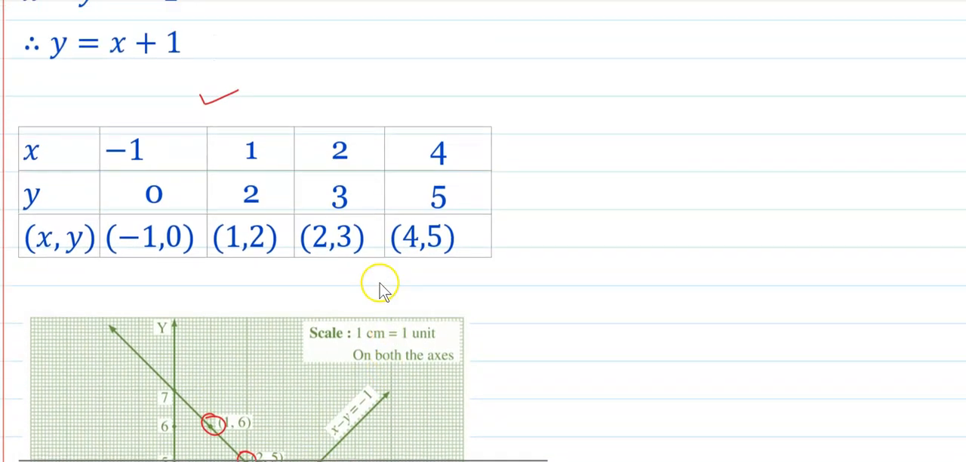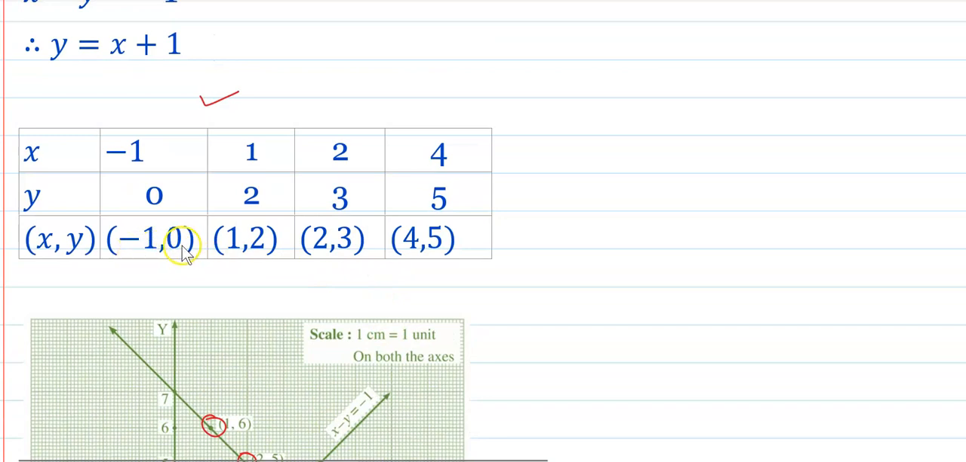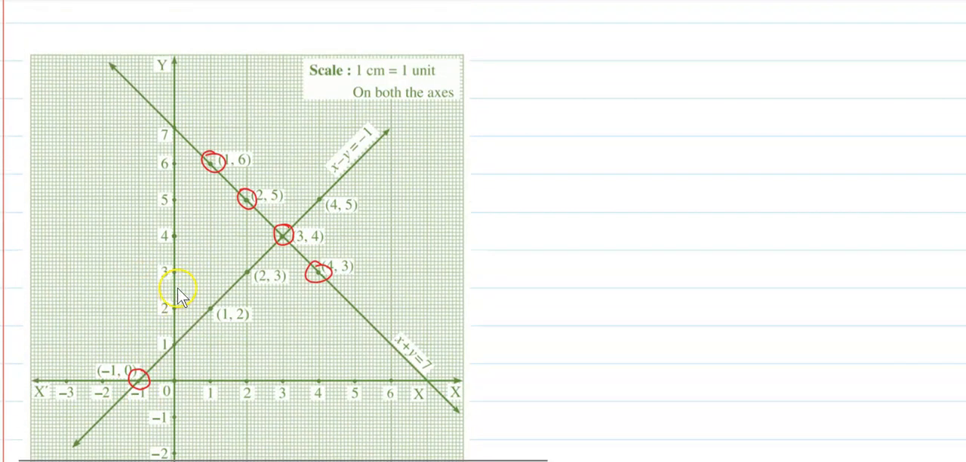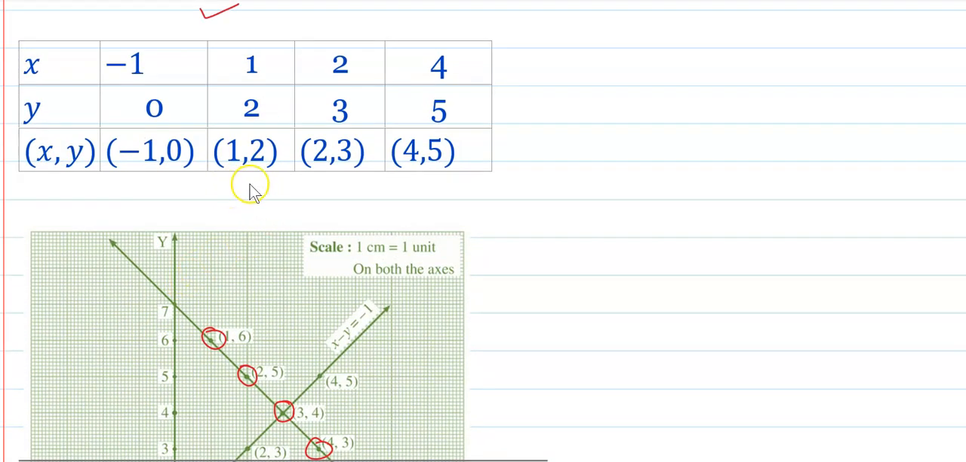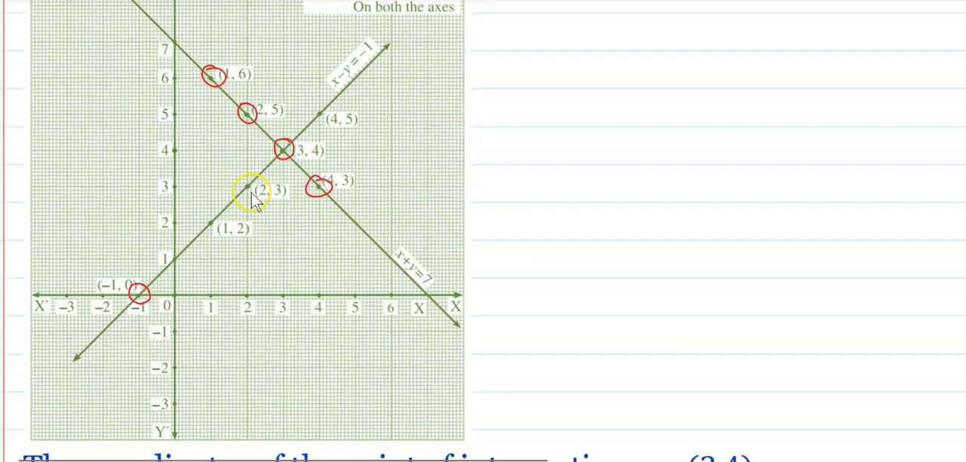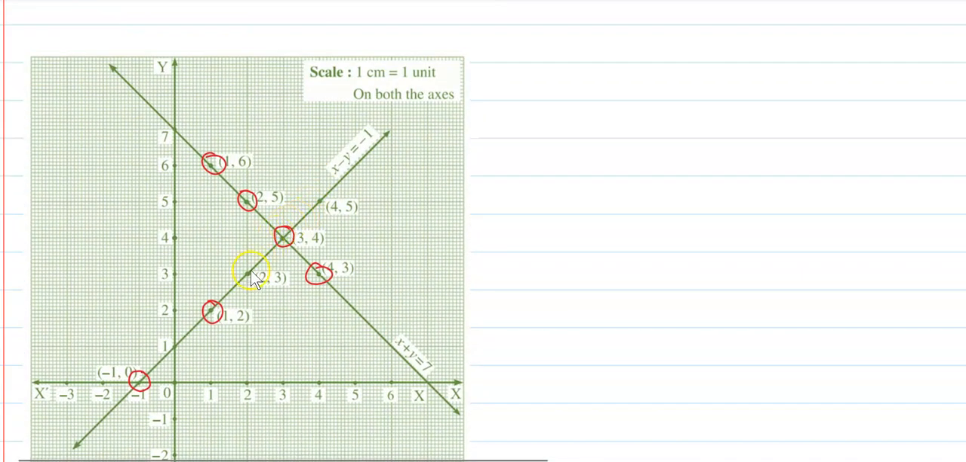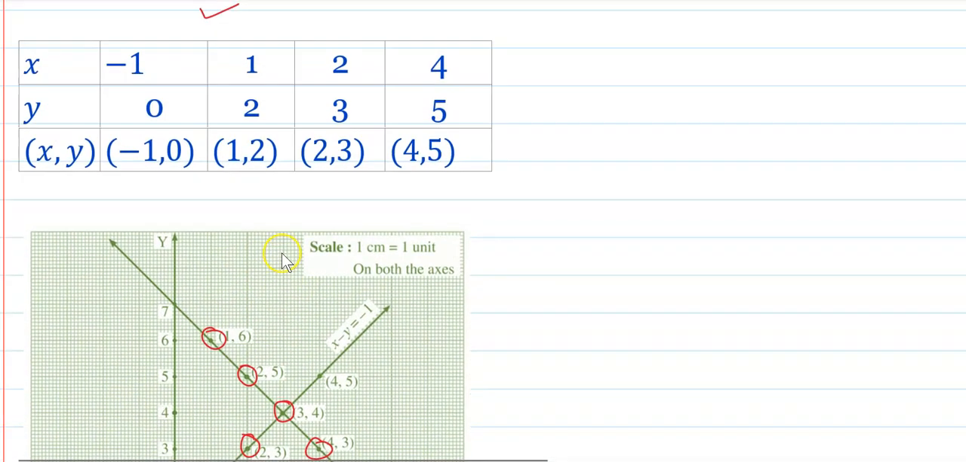What about the second line? The first point is minus 1 and 0. x is minus 1, y is 0. It is on the x-axis. Next 1, 2. x is 1, y is 2. Okay. Next 2, 3. x is 2 and y is 3.